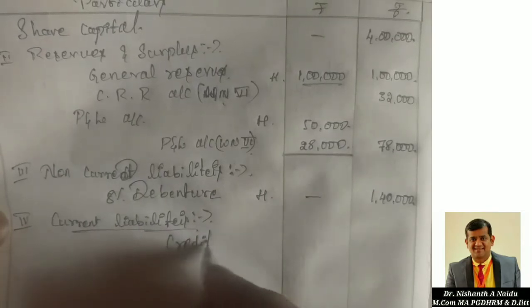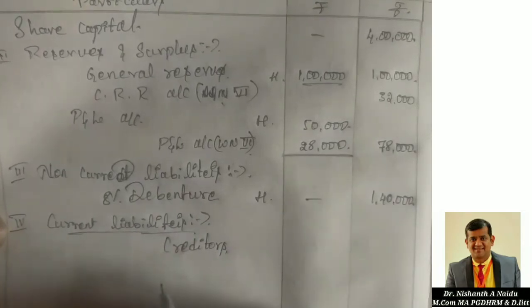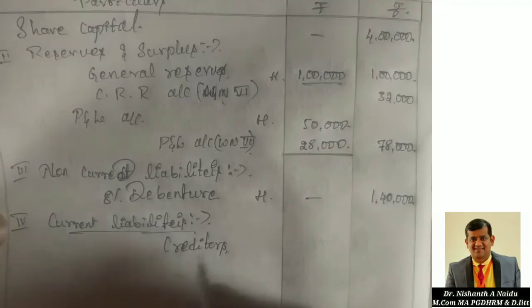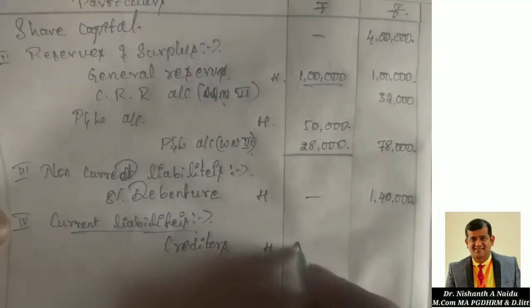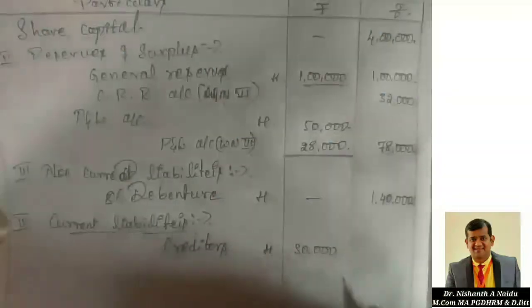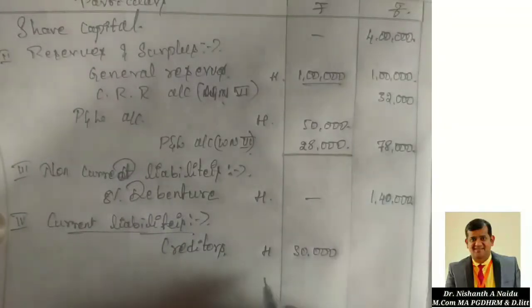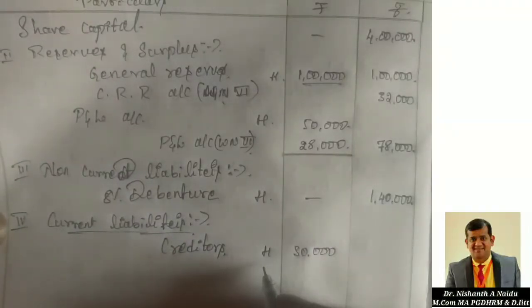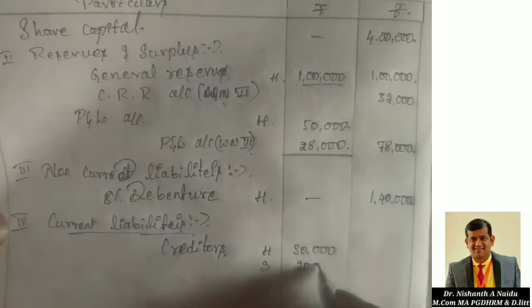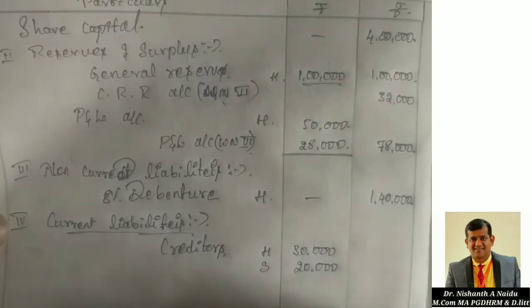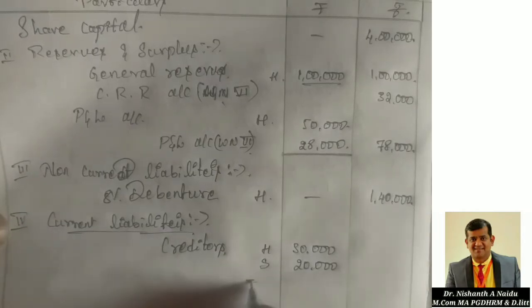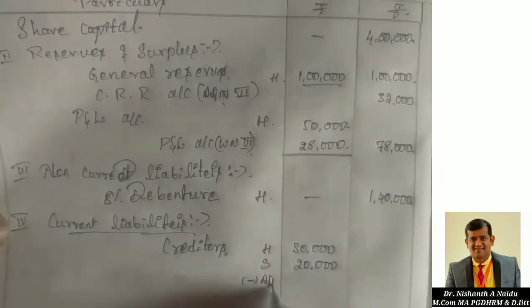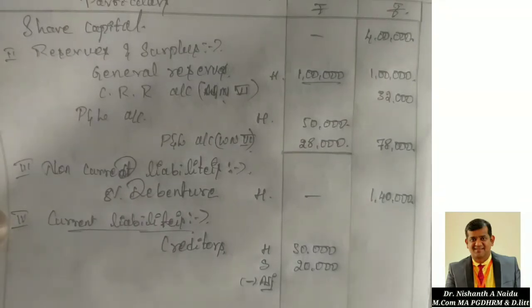Creditors. So first take H Company Limited creditors 30,000 rupees. Then take S Company Limited creditors 20,000 rupees. And less adjustment. In the adjustment, look at adjustment C.